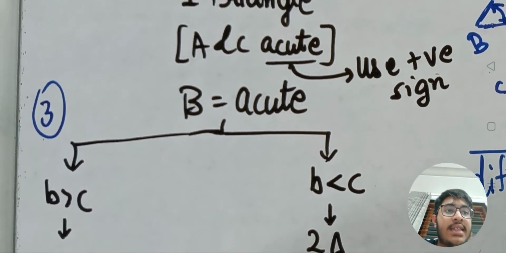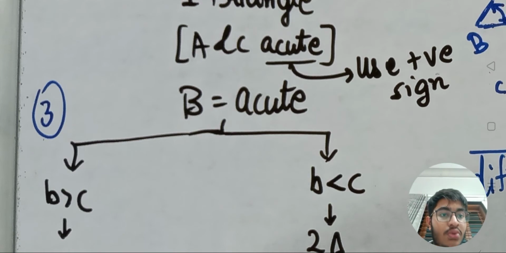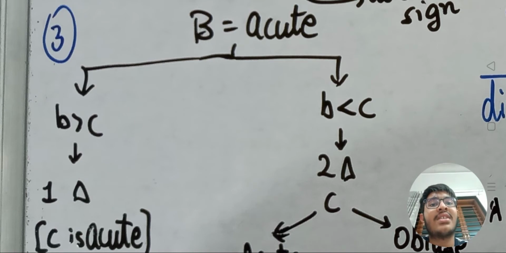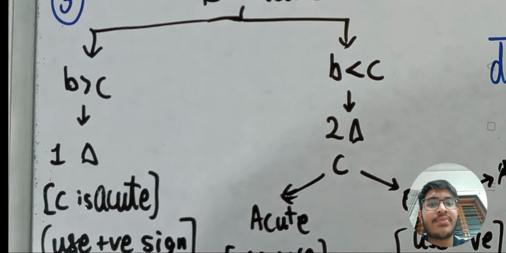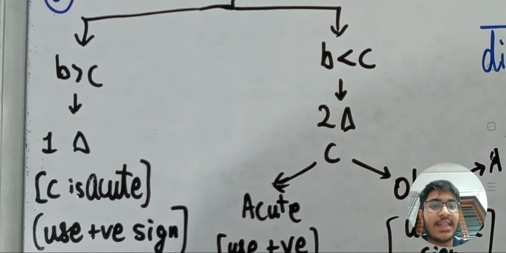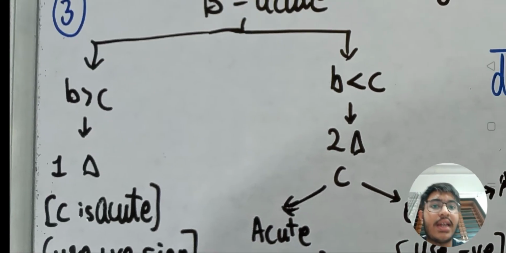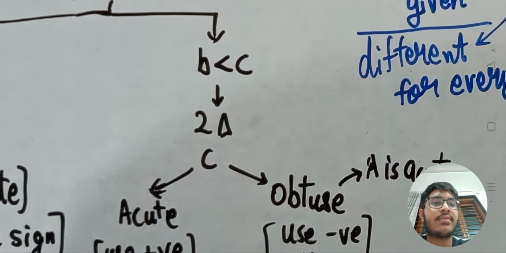Now let's come to case 3, where B is an acute angle. Here we have two more cases, where B is greater than C and where B is less than C. If B is greater than C, then angle C must be less than angle B. Angle B is already acute, therefore angle C will also be acute. Yes, C is acute. Then we can directly use the positive sign, as C is acute, and there will be one triangle as the solution for us.